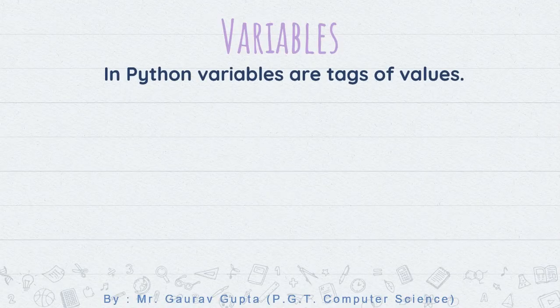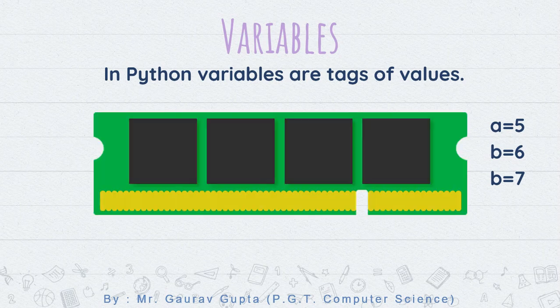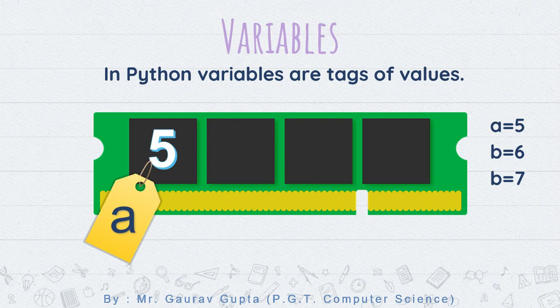In Python, variables are tags of values. Let us understand this concept with the help of an example. Consider the Python code a equals 5, b equals 6, b equals 7. Now let's see what will happen. When you execute a equals 5, a space in computer memory will be filled with the integer value 5 and a tag a is attached to it.